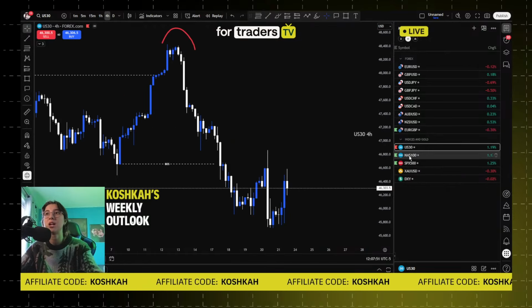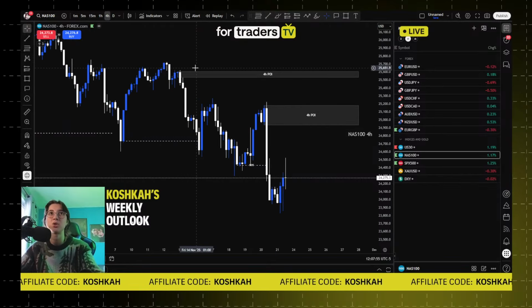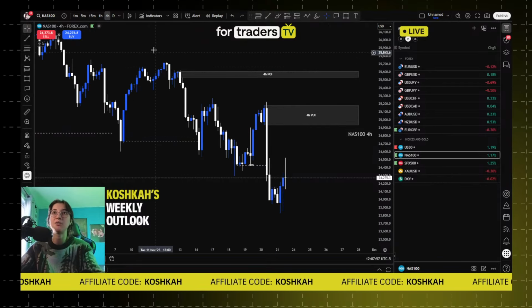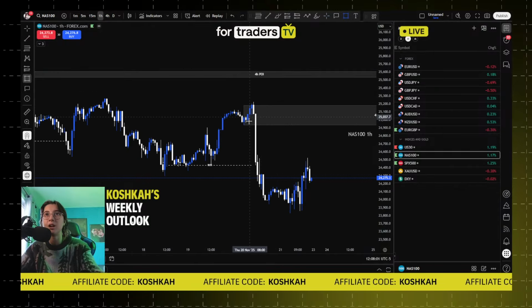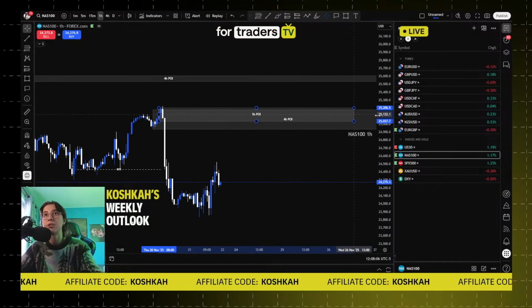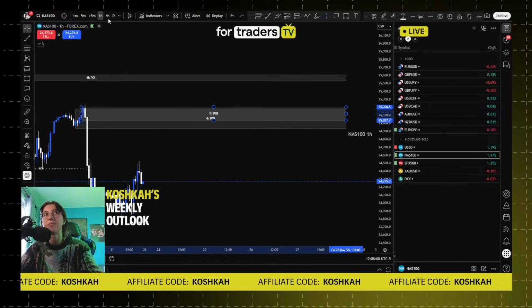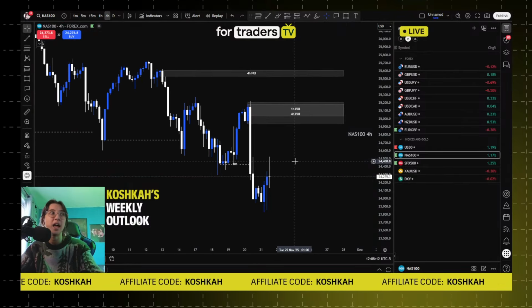But NAS is the only pair-like asset that is actually tradable to be bearish, because we have the confirmation to look for some sells. Everything else is still not valid to look for sells for now. So we have S&P that is waiting, NAS that we can look for those POIs to look for some sells, and that's it.